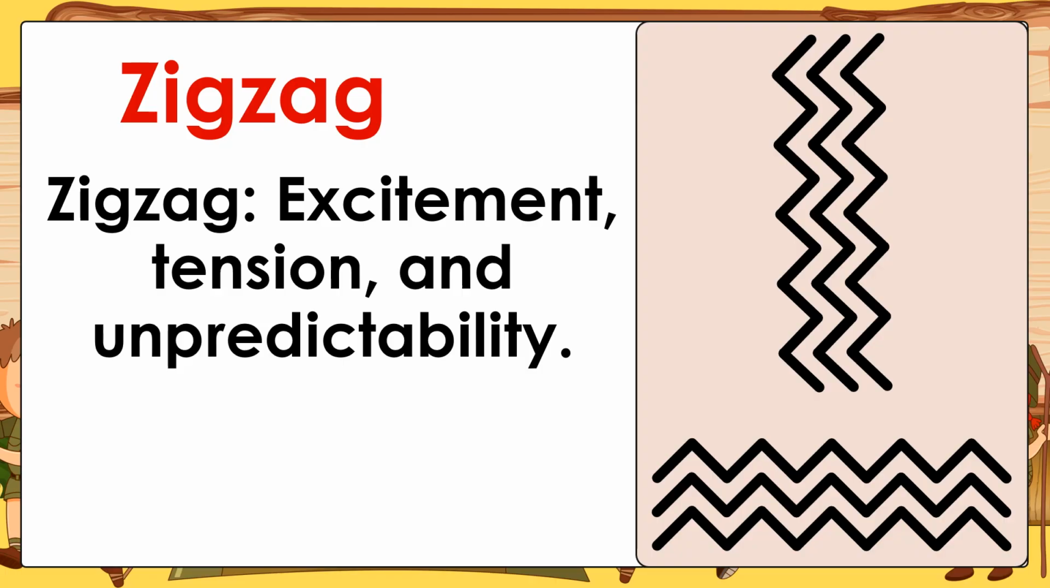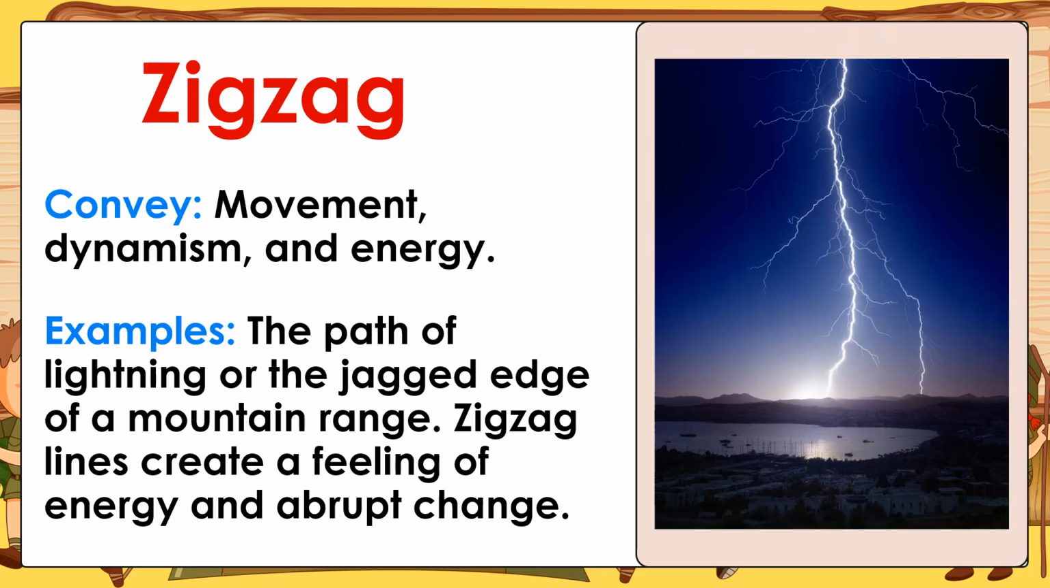Next, we have zigzag. It means excitement, tension, and unpredictability. Zigzag conveys movement, dynamism, and energy. Examples: the path of lightning or the jagged edge of a mountain range. Zigzag lines create a feeling of energy and abrupt change.